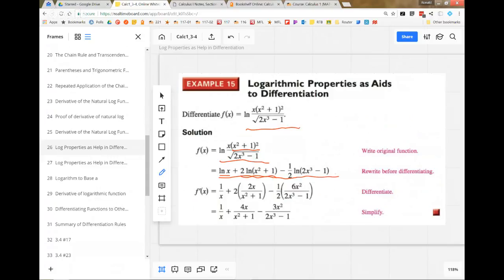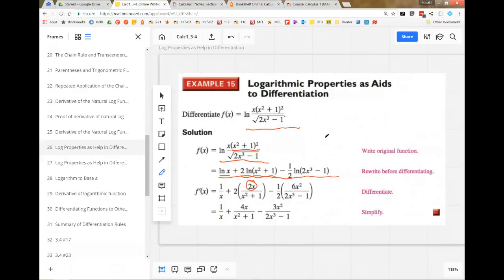Now we're about to do calculus. Now we take the derivative of the natural log of x, that's 1 over x, plus 2 times the natural log of something. No, that's just 2 times. What's the derivative of the natural log of x squared plus 1? 1 over x squared plus 1. Uh-oh, inner function, x squared plus 1, 2x. And that's where that comes from.